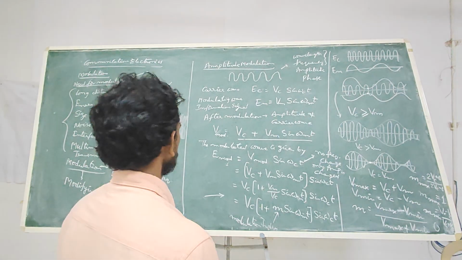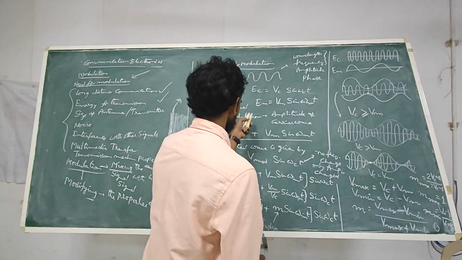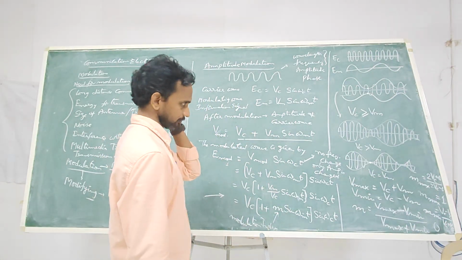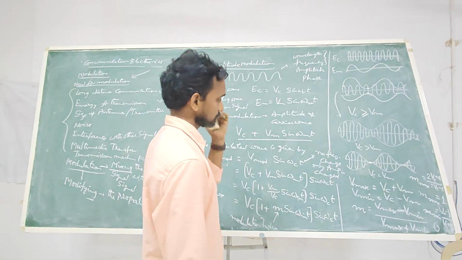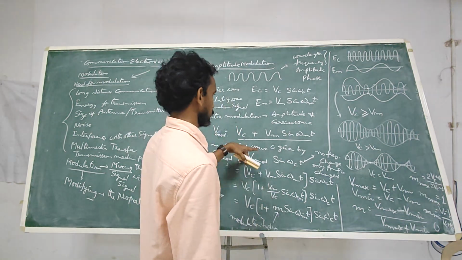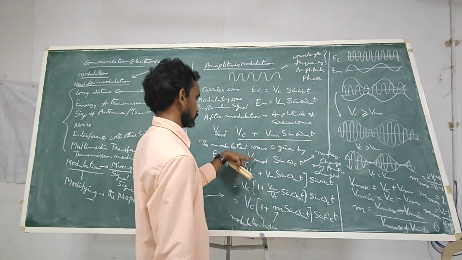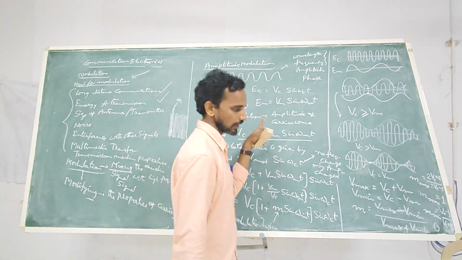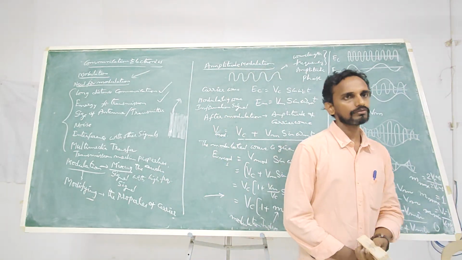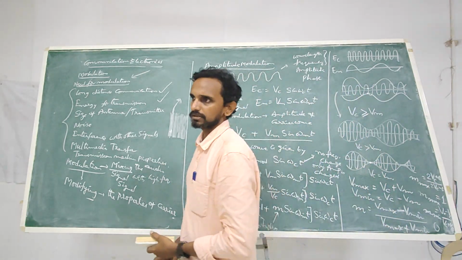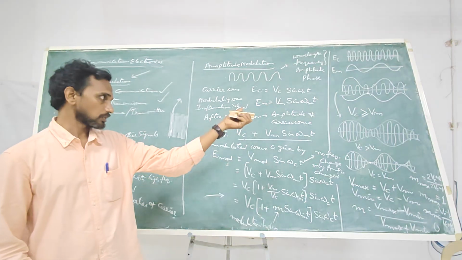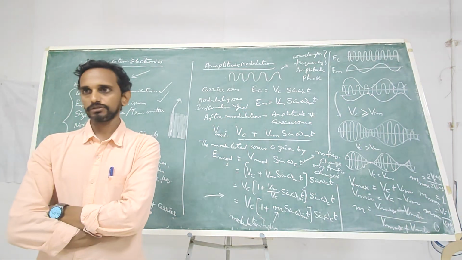Right? So you can verify these things in your lab session, like what frequency and what amplitude. You can control the frequency and amplitude of the carrier wave or modulating wave, and check how that final signal shape changes.